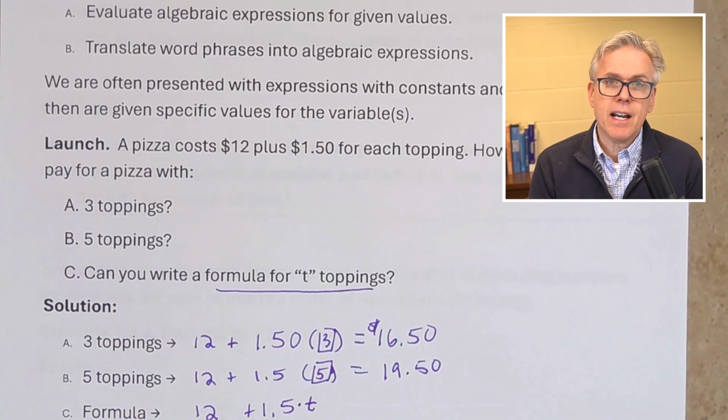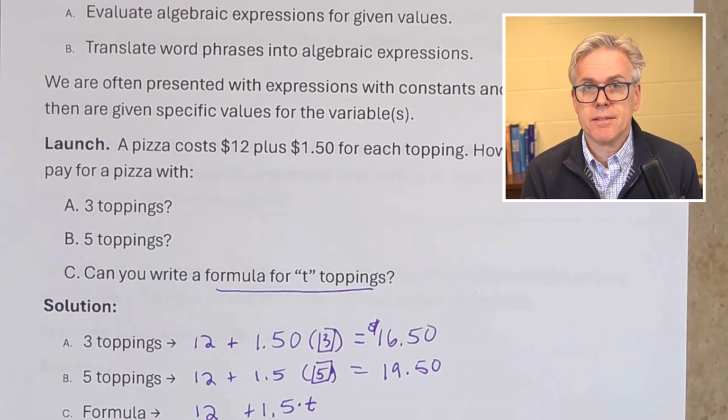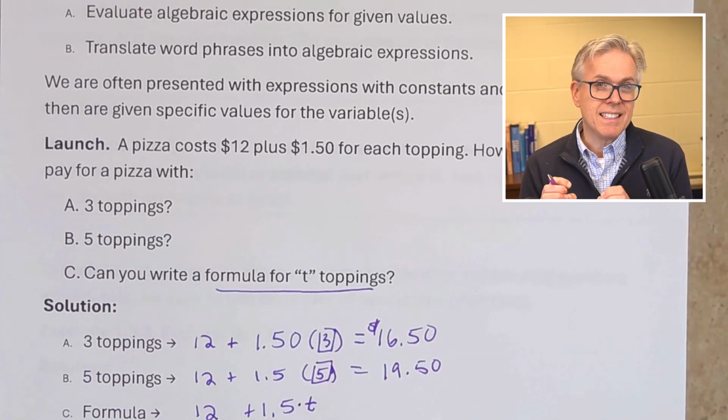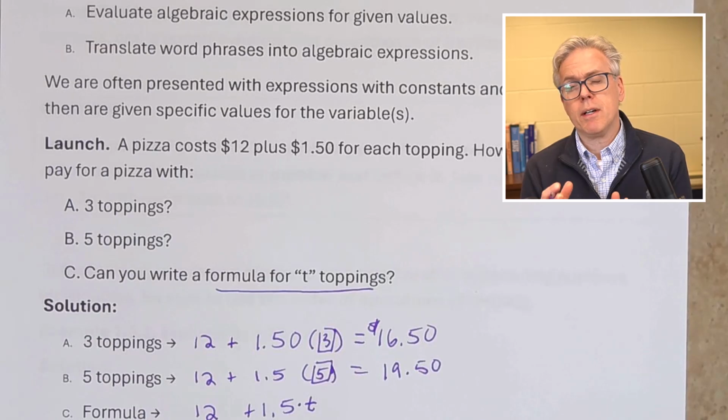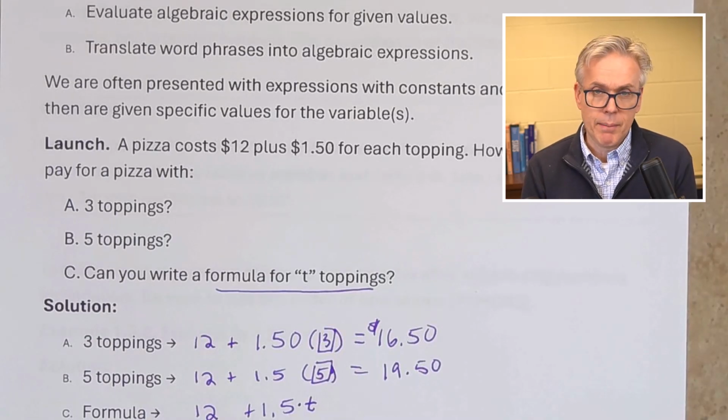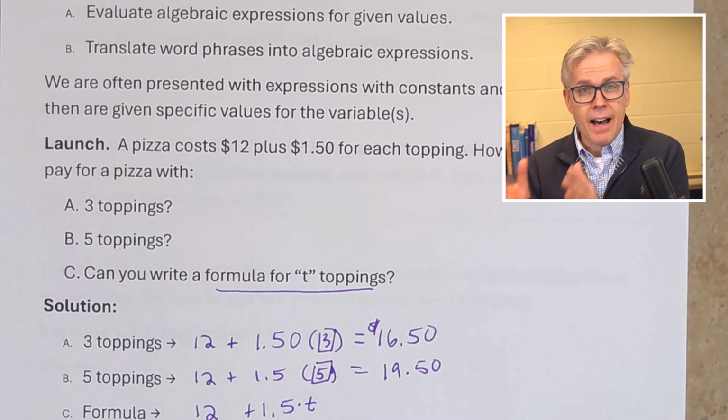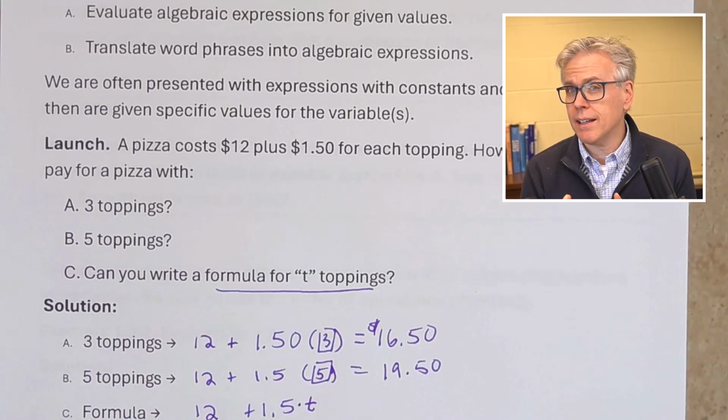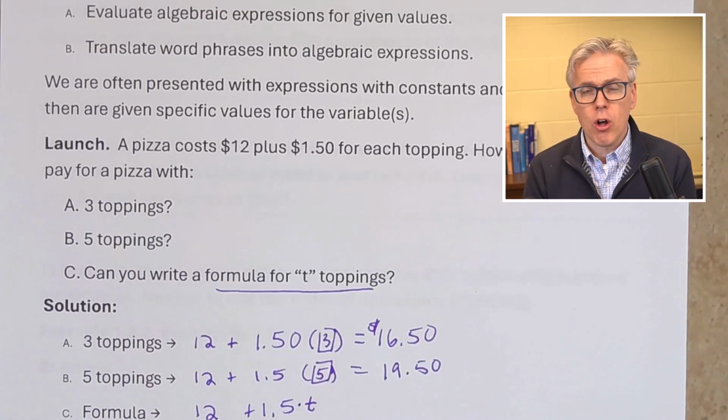So this is a variable. It stands for the number of toppings. And what we're going to see as we move on through is that you're going to get good at working with variables, working with unknowns. You're often given values for those unknowns to plug in, or in a later lesson, you'll be asked to solve for that unknown.